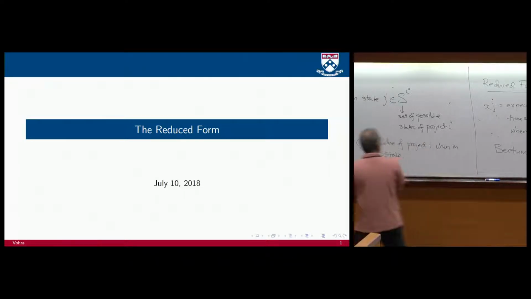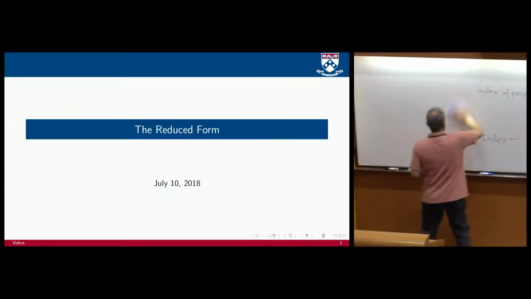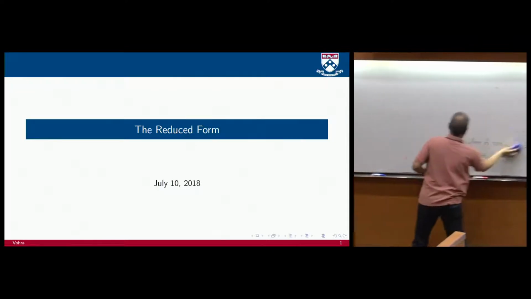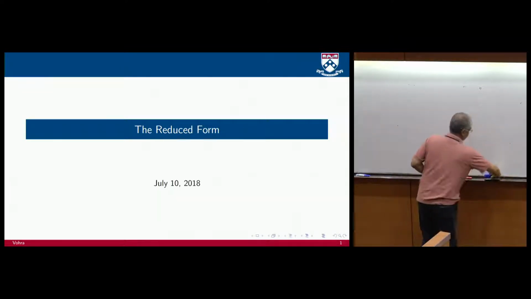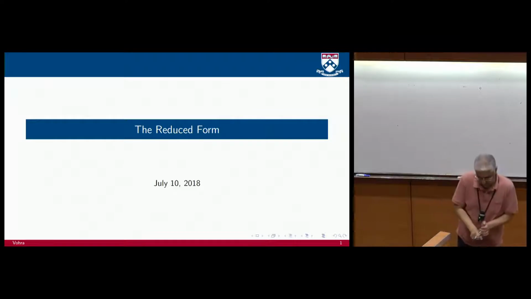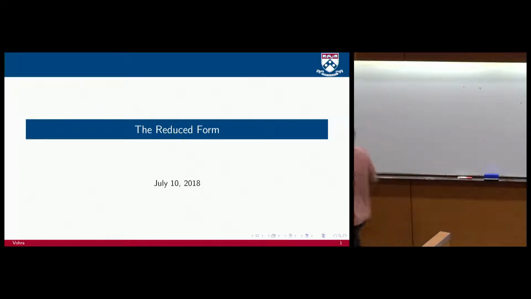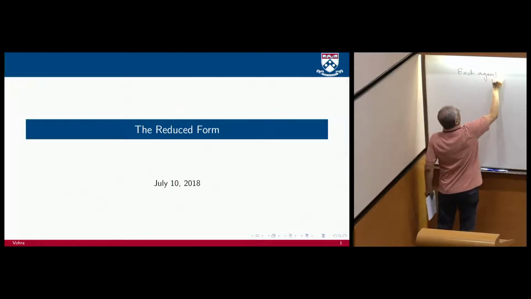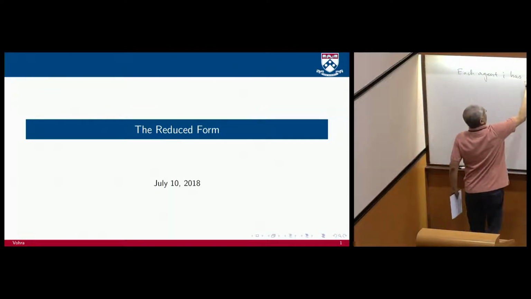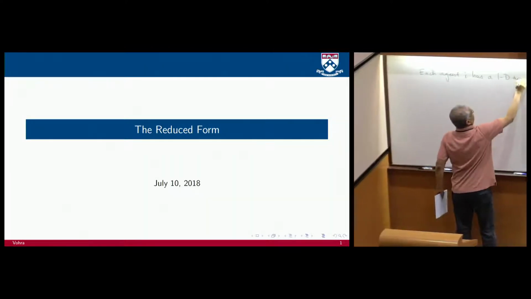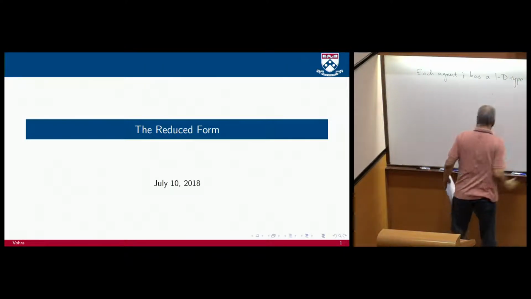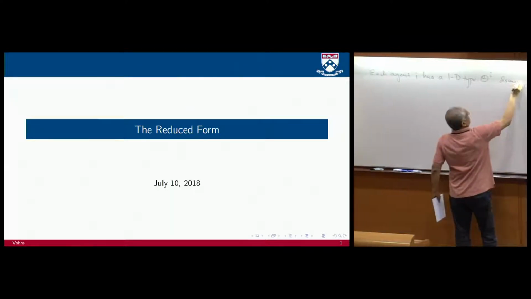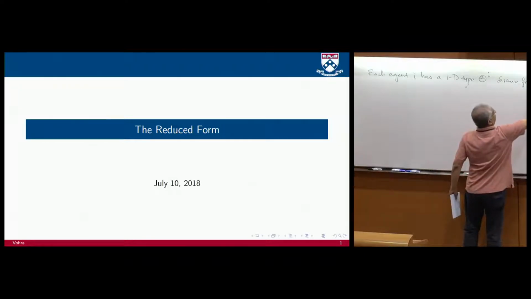So here's the setup now, more formally. Each agent i has a one-dimensional type, theta_i, drawn from a distribution F.